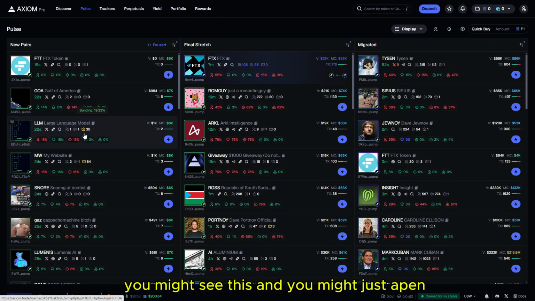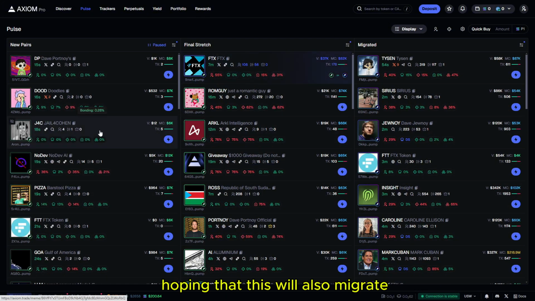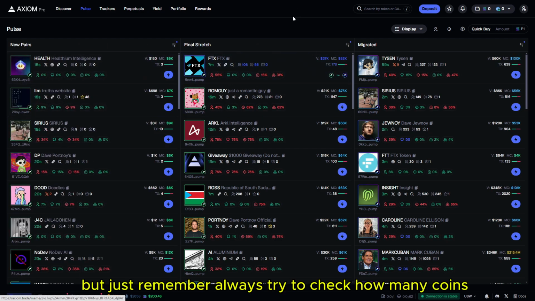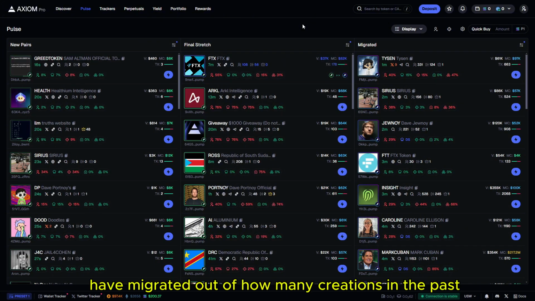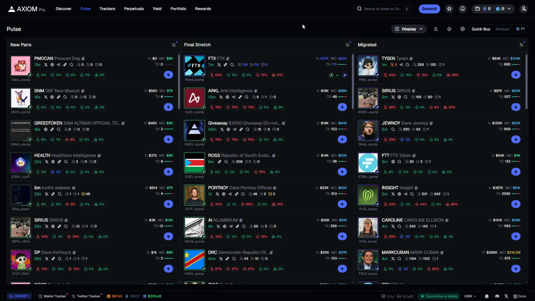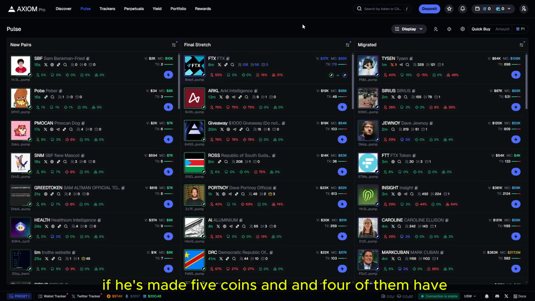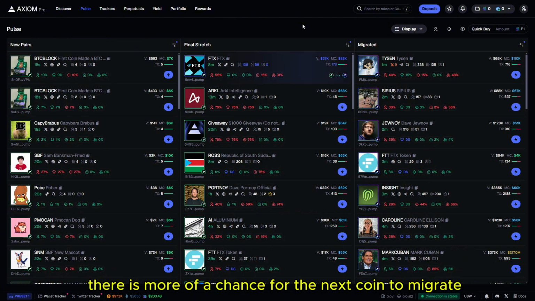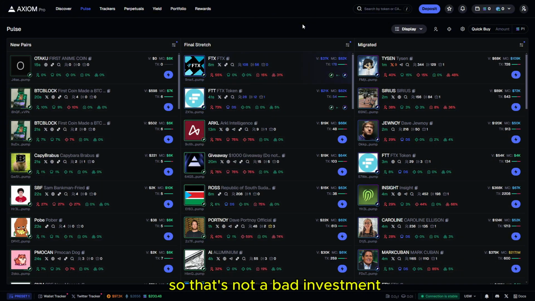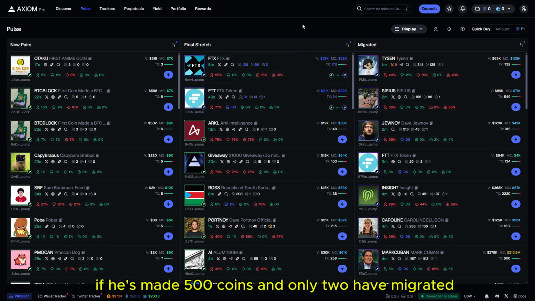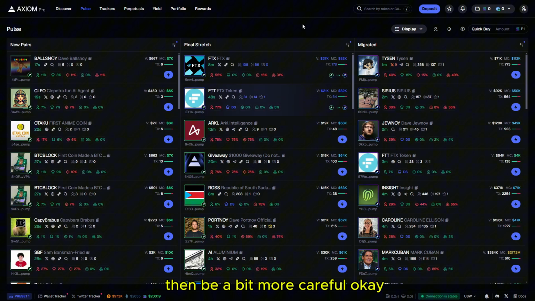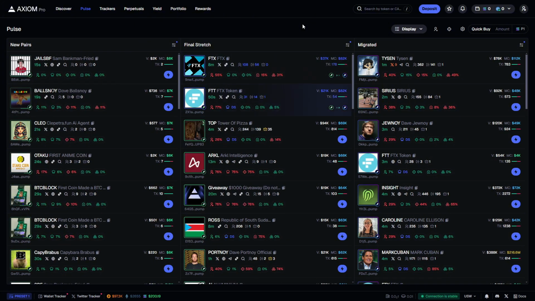You might see this and just ape in, hoping that this will also migrate. But just remember, always try to check how many coins have migrated out of how many creations in the past. If he's made 5 coins and 4 of them have migrated, there is more of a chance for the next coin to migrate. So that's not a bad investment. But if he's made 500 coins and only 2 have migrated, then be a bit more careful, okay?